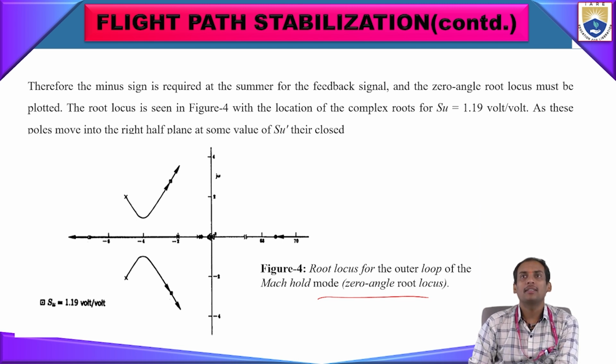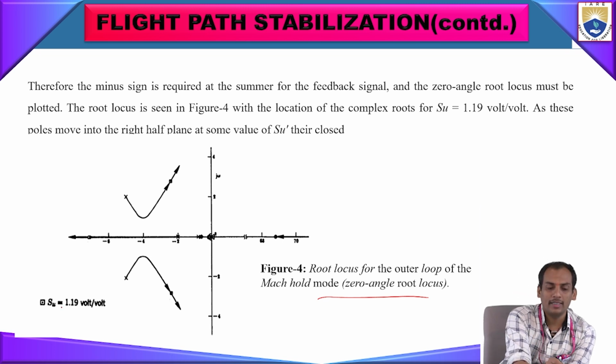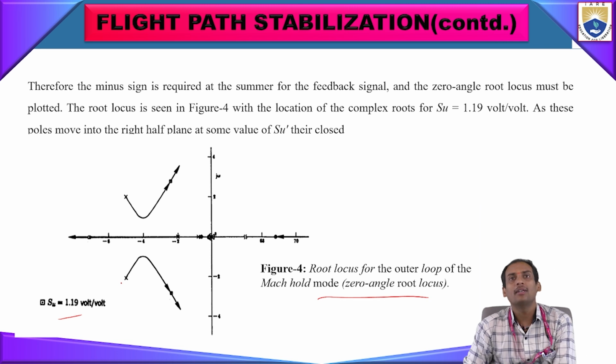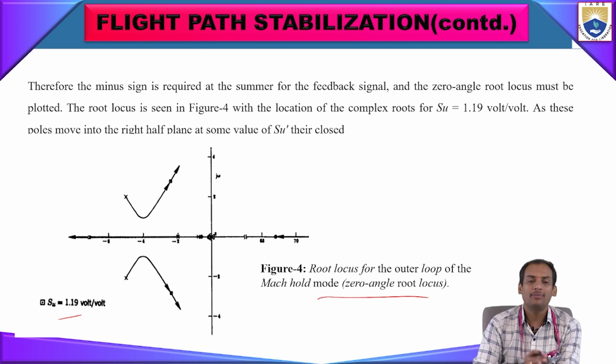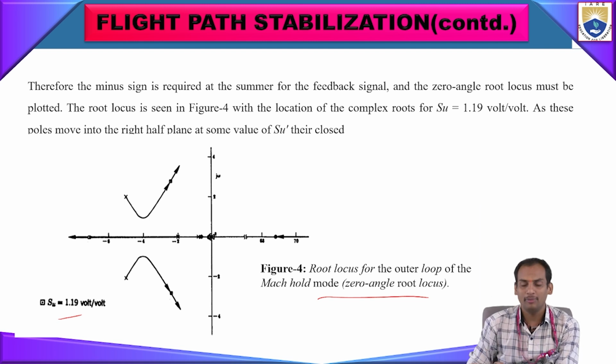The SU value considered here is 1.19 volt per volt only. As the poles move towards the right half plane at the same value of SU dash, the loop will be closed only. Because if it is going to the right side of the plane, the SU dash value you consider will be near the closing value only.